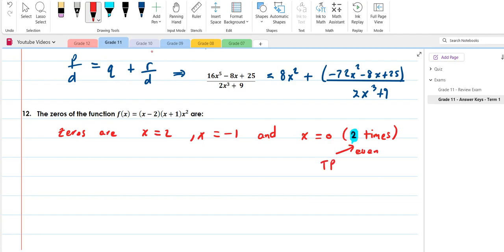So assuming we have an additional question, something like this, where we have f of x, which is equal to, where did we get this last 0 from? Because of this x squared. There's 3 factors here.